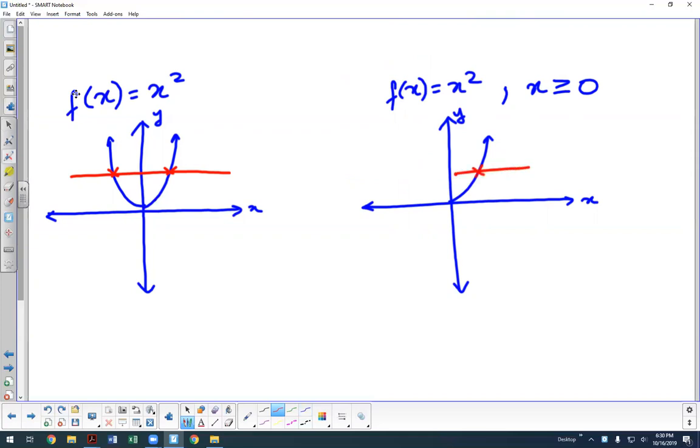So we know it's gonna pass the horizontal line test when I restrict my domain. Now, what is, again, the inverse of a square function? Square root. A square root function. So if I were to draw its graph, something like this would be the square root function.